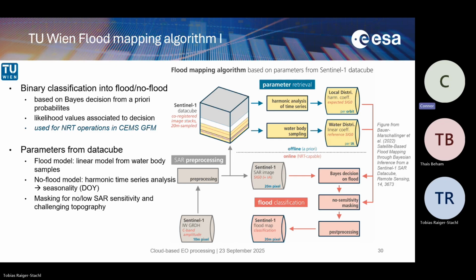So this method is basically based on a flood model and a no-flood model. The flood model is a linear model from water body samples. The no-flood model is based on the harmonic time series analysis of the backscatter behavior all over the world for different times of the year. Next one.